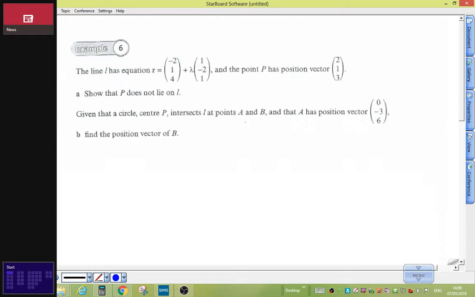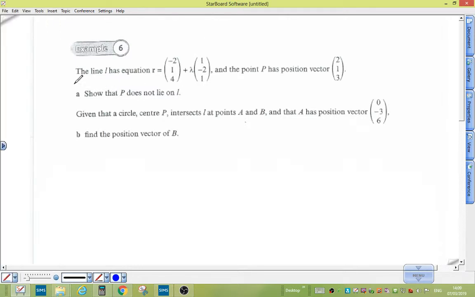I'll be starting to talk to myself now. It's going to sound stupid and tough. Right, example 6. The line L has equation r equals something, and the point P has position vector something. Show that point P does not lie on the line.